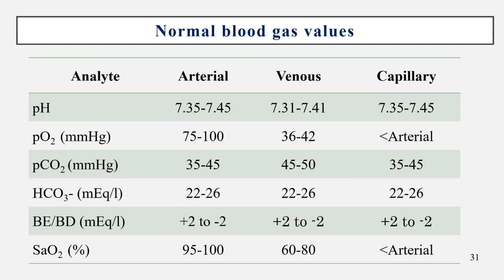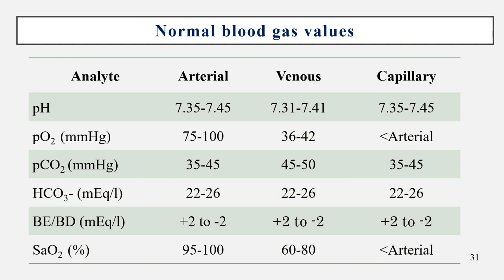And normal blood gas values are in arterial, venous or capillary blood. pH is 7.35 to 7.45 in arterial, venous blood pH is 7.31 to 7.41, and capillary pH is 7.35 to 7.45. Partial oxygen is 75 to 100 mmHg in arterial, 36 to 42 mmHg in venous, and capillary partial oxygen is less than arterial blood.